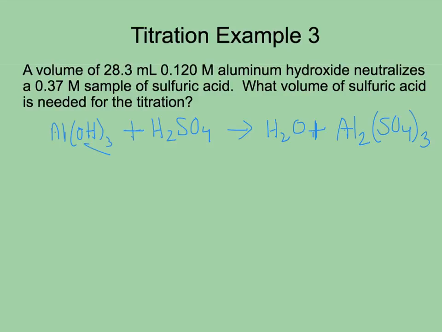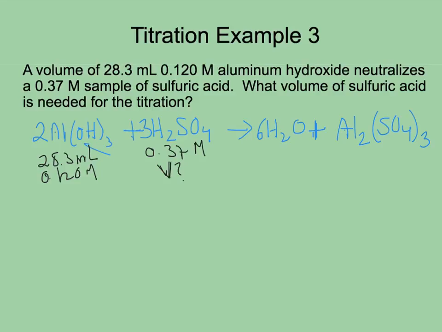Let's balance it. So we need 2 aluminum, so we'll put a 2 here. We need 3 sulfates, so I'll put a 3 here. And so that means we would need 6 waters. I'm going to write down what I have. I have 28.3 milliliters, and I know that it's 0.120 molar. My H2SO4, I know it's 0.37 molar, and I'm trying to find the volume.